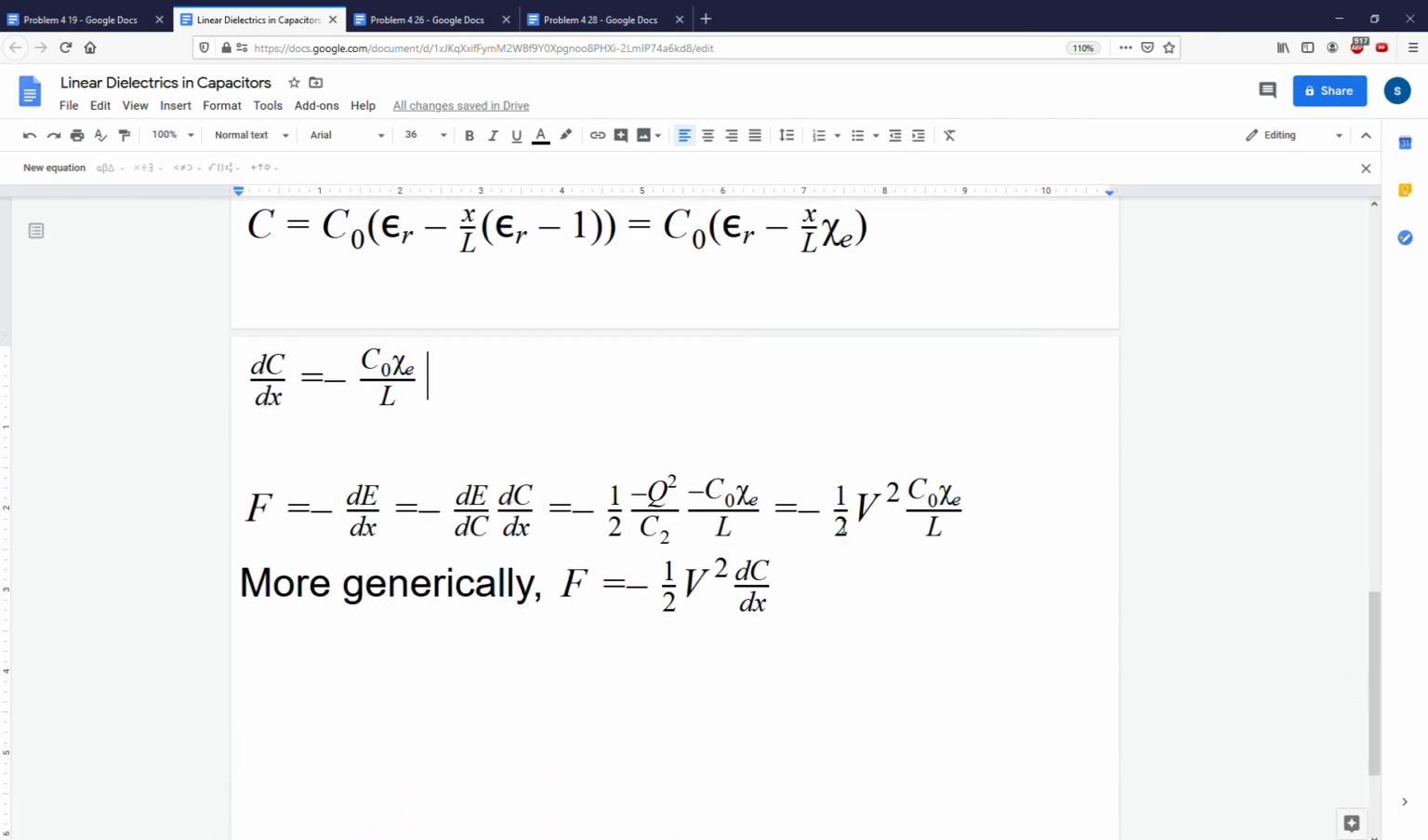Now, when we have energy as a function of position, we can say that the force is equal to negative dE dx. If I was going to write this in more vector terms, I would say it was equal to the negative gradient of energy, but since we're only dealing with one dimension, I'm going to keep it a bit simpler here. Using the chain rule, dE dx is equal to dE dC times dC dx.